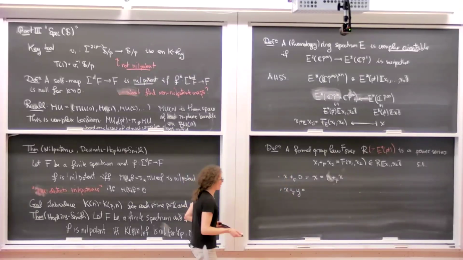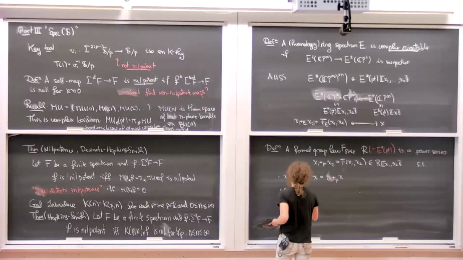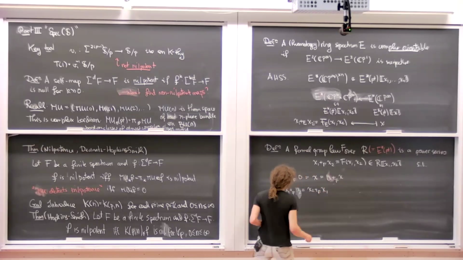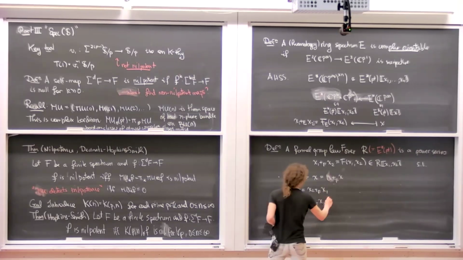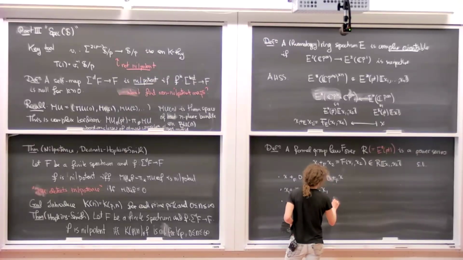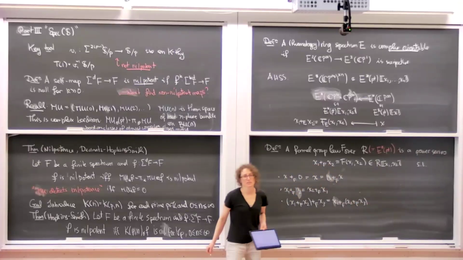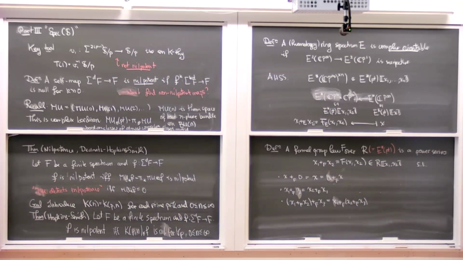X1 plus X2 is the same as X2 plus X1, so there's a symmetry. And if I iterate plugging in like so, I'm going to have the same thing. That's it. So what does it look like? It looks like the rules for an abelian group, right?